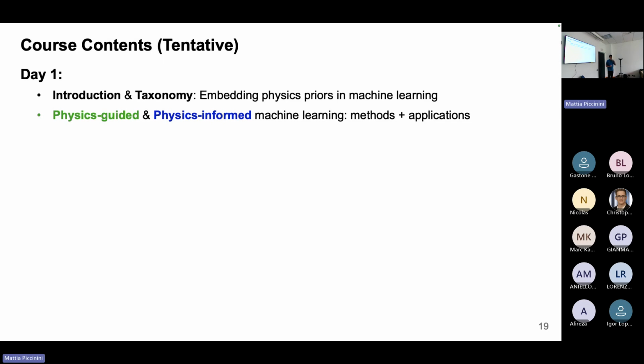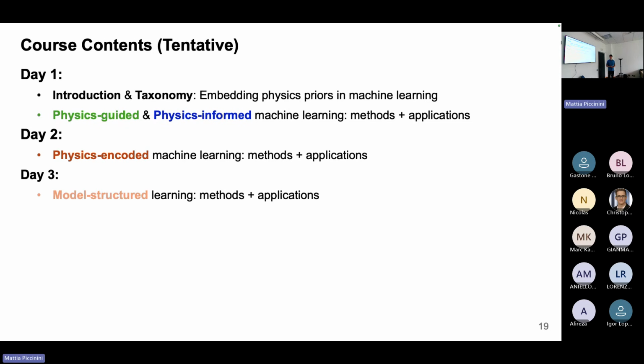Taxonomy, and maybe we will start discussing some types of applications, some types of categories, especially the first one you see in green, the physics-guided machine learning approaches. We will learn what these terms mean, yeah? Physics-guided, physics-informed, and so on, don't worry. We will get there. Then tomorrow we will probably do physics-informed and physics-encoded machine learning approaches.